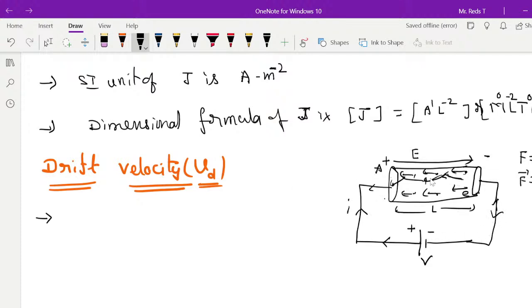The velocities obtained in different cases may be v1, v2, v3, and so on, vn. The average of all these velocities in traveling from one end of the conductor to the other, under the supply of an external electric field or potential difference, is called the drift velocity in the simplest form. So what is drift velocity?